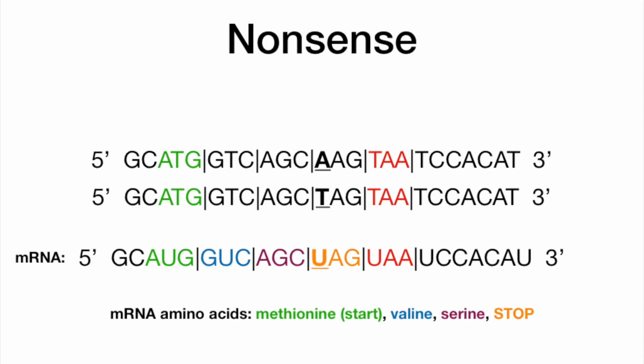A nonsense mutation is one that causes a codon to become a stop codon. In this scenario, the fourth codon, AAG, becomes TAG, which is UAG, a stop codon in mRNA. This mutation is a transversion because A turns into T. This mutation will create a shorter protein and can cause the protein to function improperly or not at all.